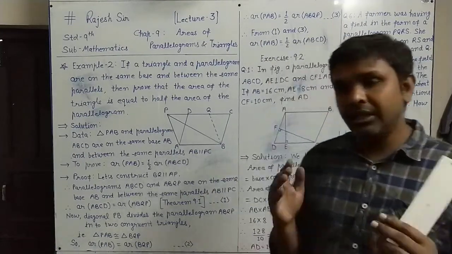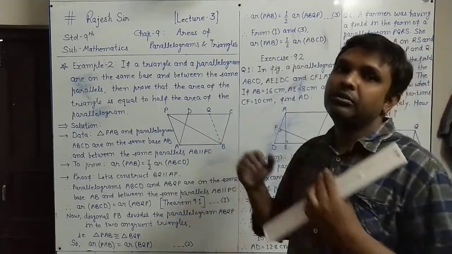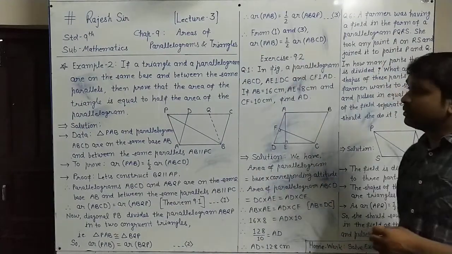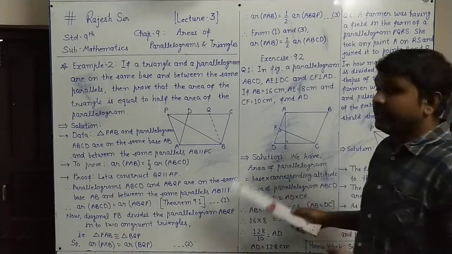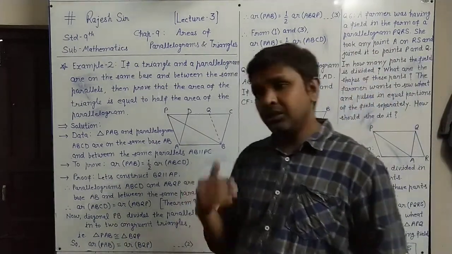So what is the relation? The area of a triangle is half of the area of a parallelogram on the same base and between the same parallels. This we have proved in example 2, which is a very important result for the next coming examples and questions in the exercise.